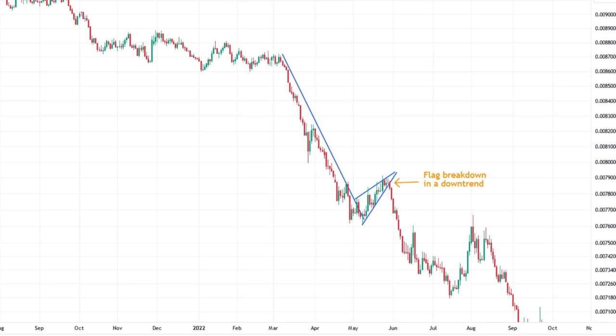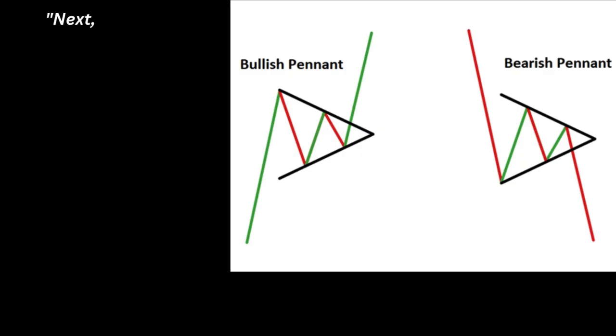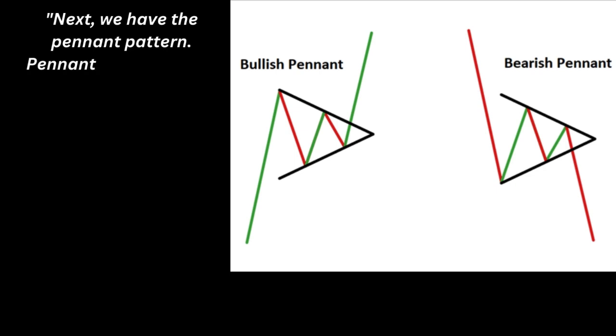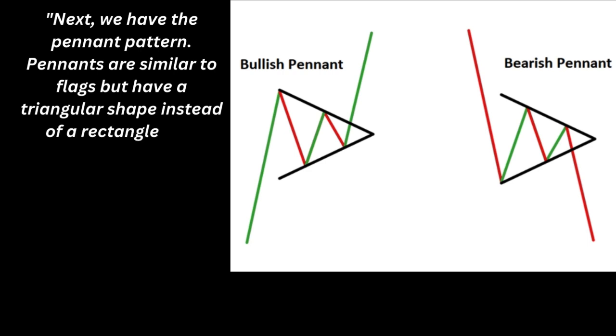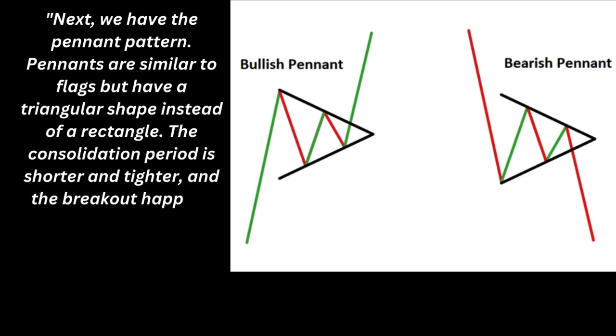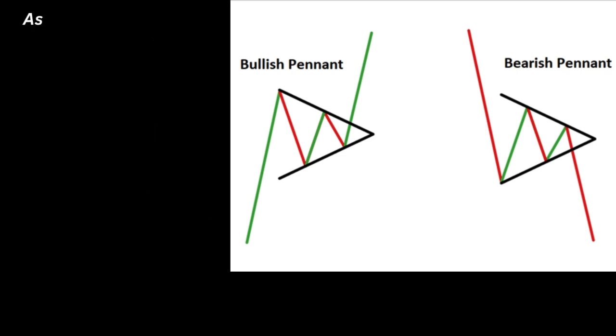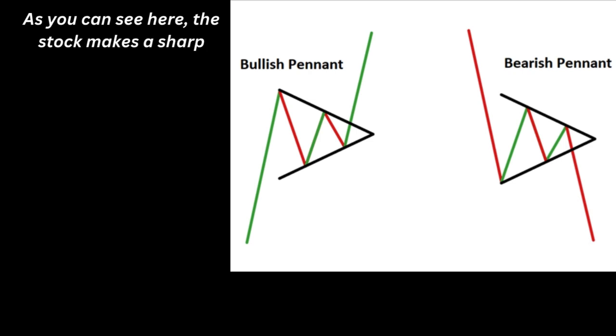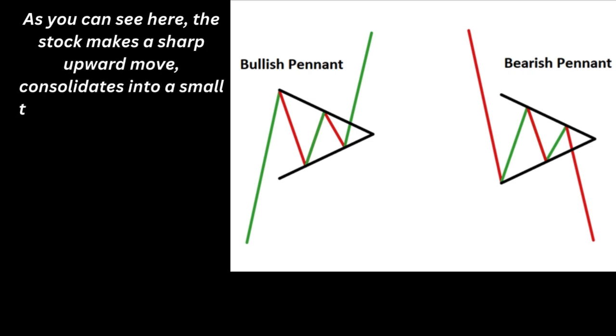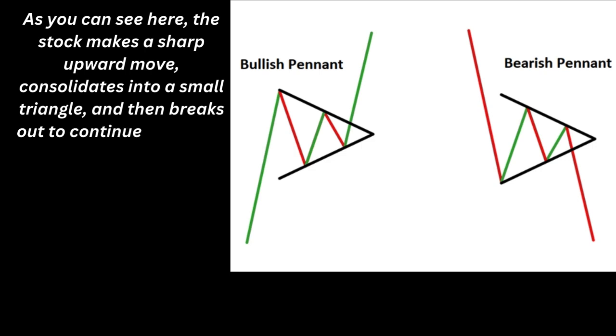Next, we have the pennant pattern. Pennants are similar to flags but have a triangular shape instead of a rectangle. The consolidation period is shorter and tighter, and the breakout happens much faster. Again, a pennant can be bullish or bearish, depending on the trend direction prior to the pattern. As you can see here, the stock makes a sharp upward move, consolidates into a small triangle, and then breaks out to continue the trend. This indicates that the stock may see another sharp move in the direction of the previous trend.